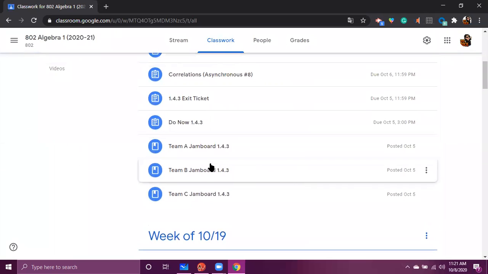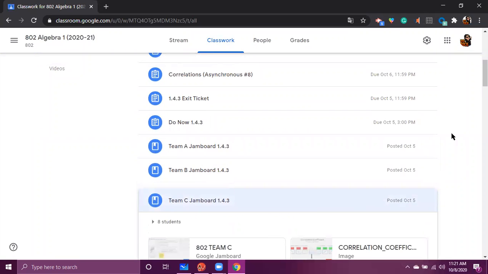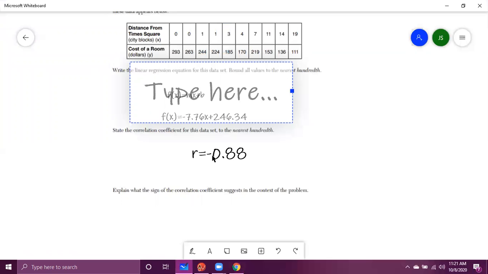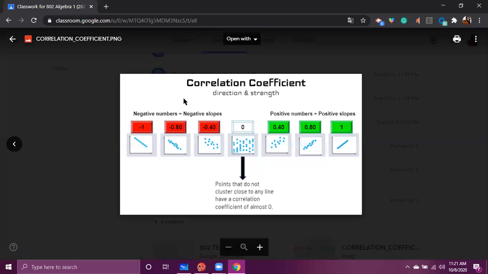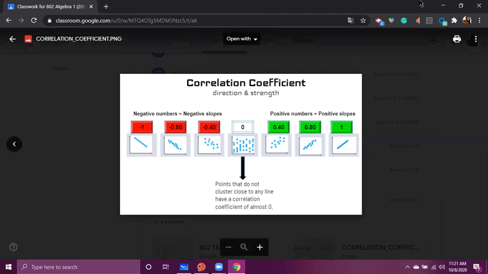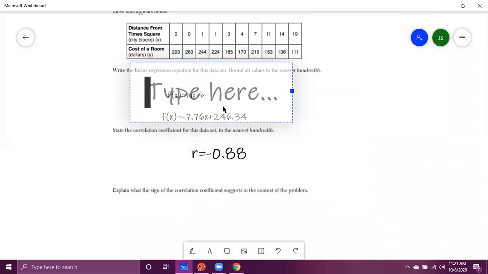I'm pulling it up right now. So here, this is the correlation coefficient. So if we look back again, our correlation coefficient is negative 0.88. So it tells us right away that this is actually a negative relationship. And because it is close to, almost between here, the -1 and the negative 0.80, it's going to be a strong relationship. So negative and strong.